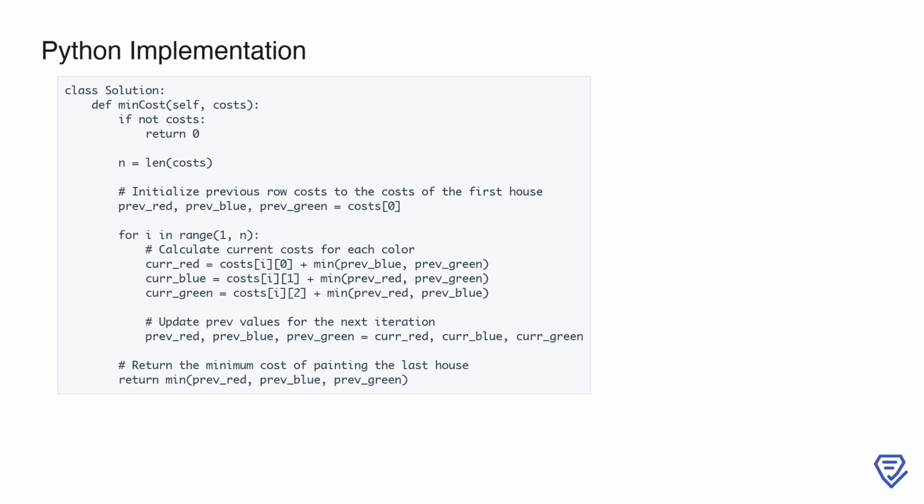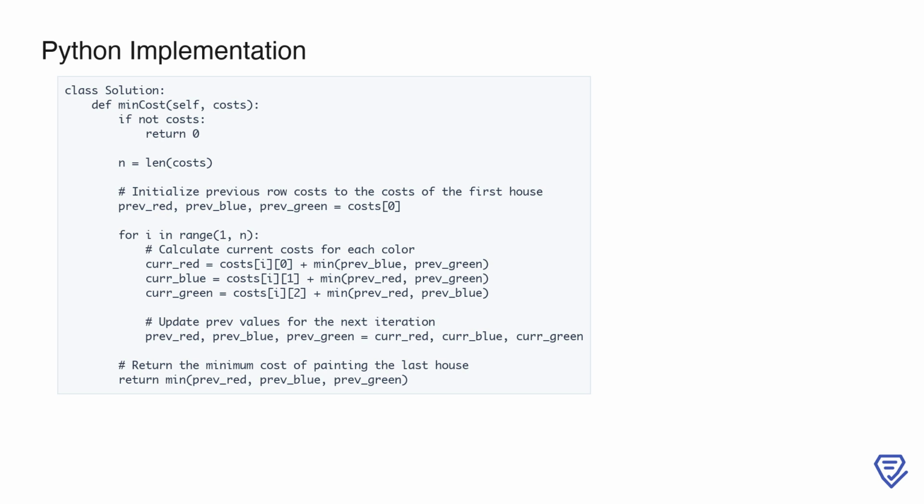These represent the cumulative costs of painting up to the first house. 3. Iterative calculation. The algorithm iterates through each house from the second one, index 1, to the last. For each house, it calculates the cost of painting it in each color. To satisfy the constraint that no two adjacent houses have the same color, the cost of painting the current house in a specific color is the sum of the cost of painting it in that color and the minimum cost of painting the previous house in one of the other two colors.